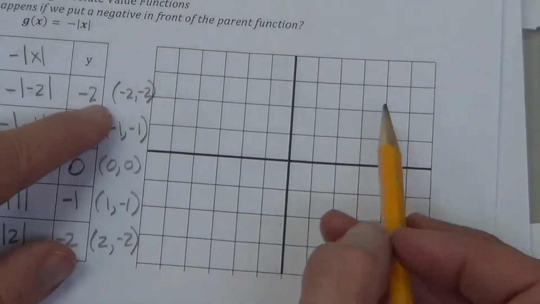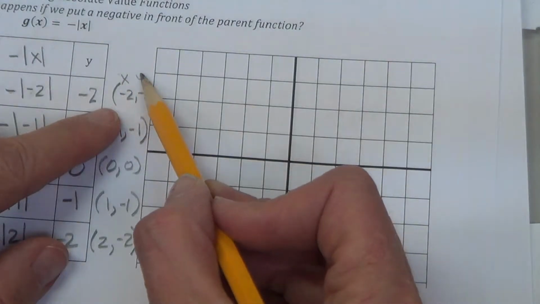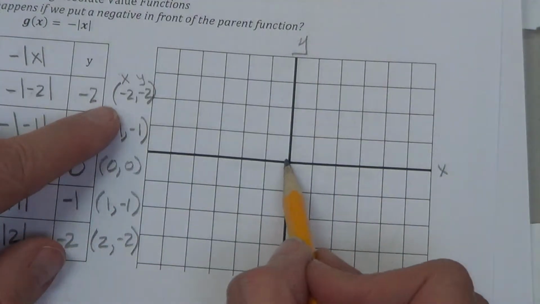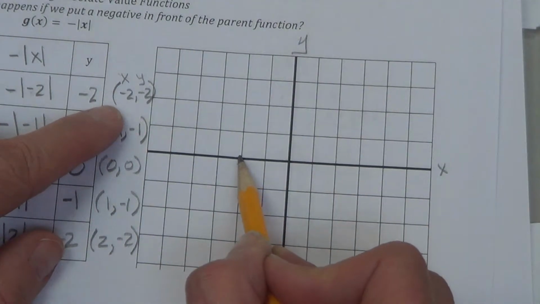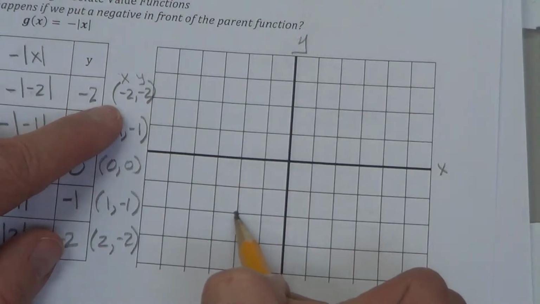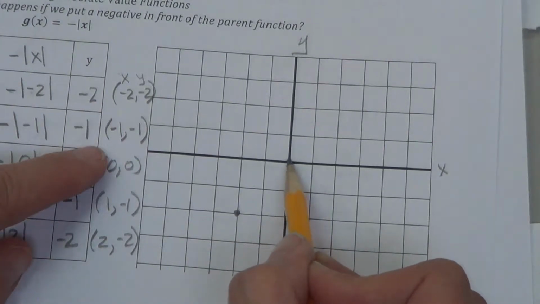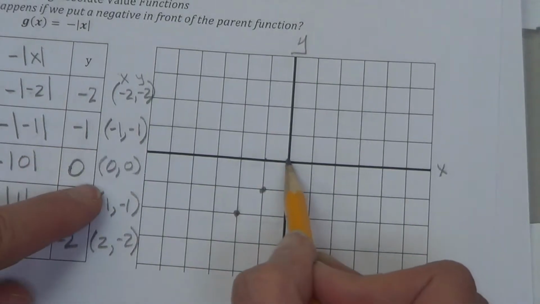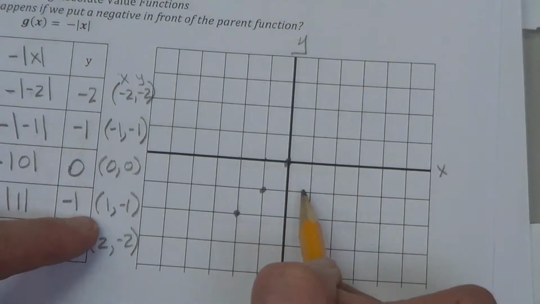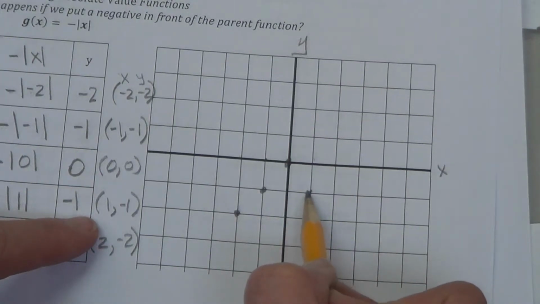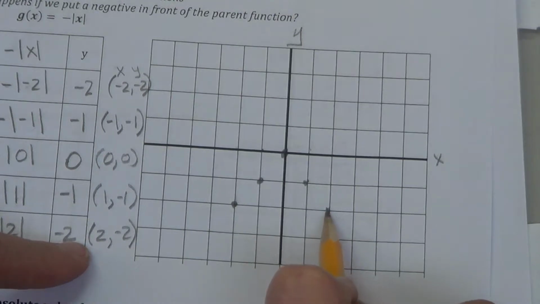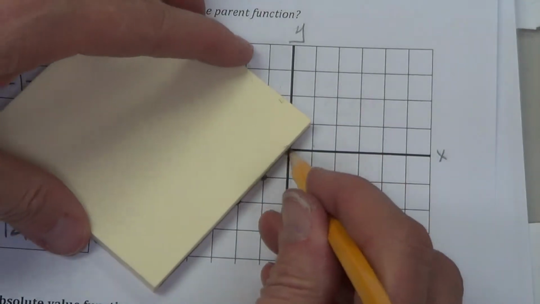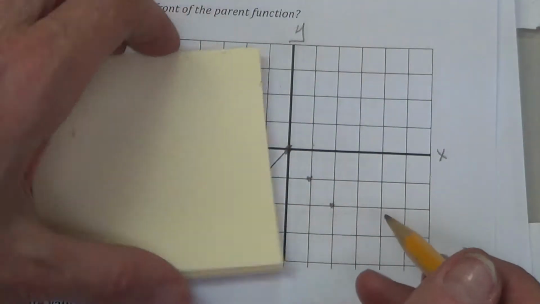Now we plot those points. Remember, this is always your x, this is your y. So we go over from the origin, negative 2 on the x, then we go down to negative 2 on the y. From the origin, we go to negative 1 on the x, down to negative 1 on the y. 0, 0, 1, negative 1, 2, negative 2. Now we connect our points with the straight edge. Please always use a straight edge in class.